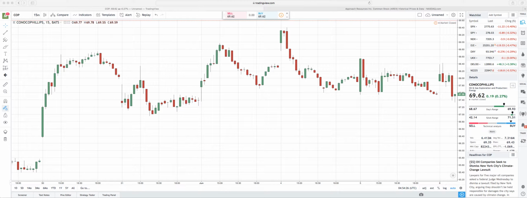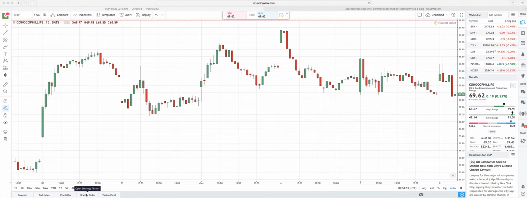When the Williams percent R is between 0 and negative 20, the stock is found to be overbought. And when it is between negative 80 and negative 100, the stock is essentially oversold. It looks at the same time period as MFI, which is 14 periods. So let's take a look at how we can add that.